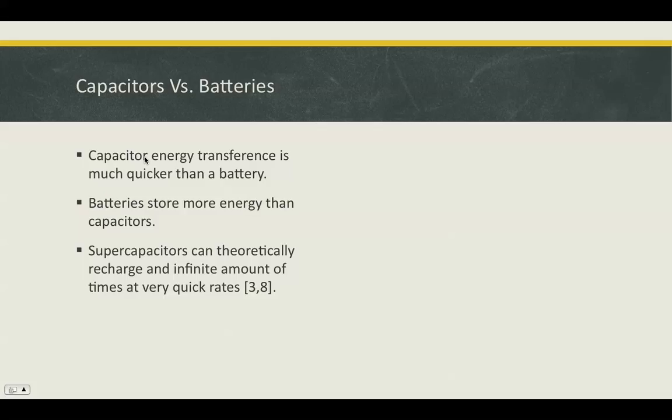Since there are no redox reactions with capacitors, electron transference to and from the capacitor is rapid and highly powerful. But this also means that there's generally less energy available compared to a battery of the same size. The advantage of supercapacitors is their theoretically infinite recharge cycles at very quick rates.